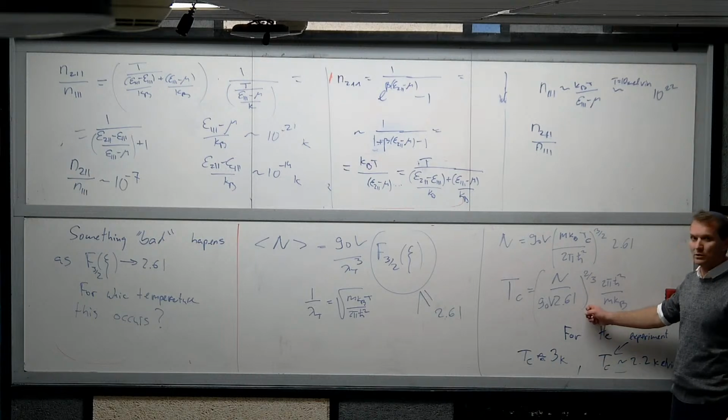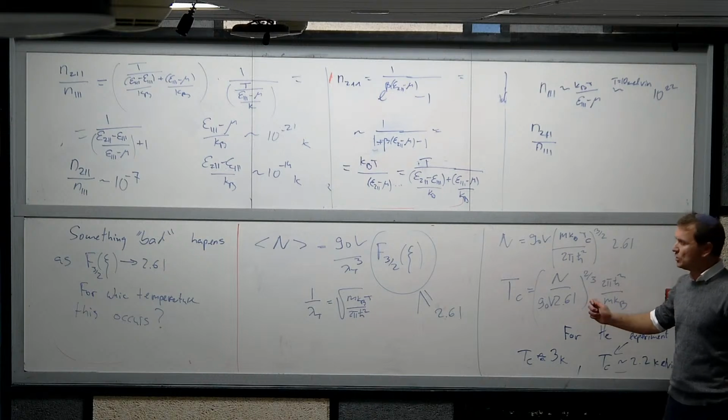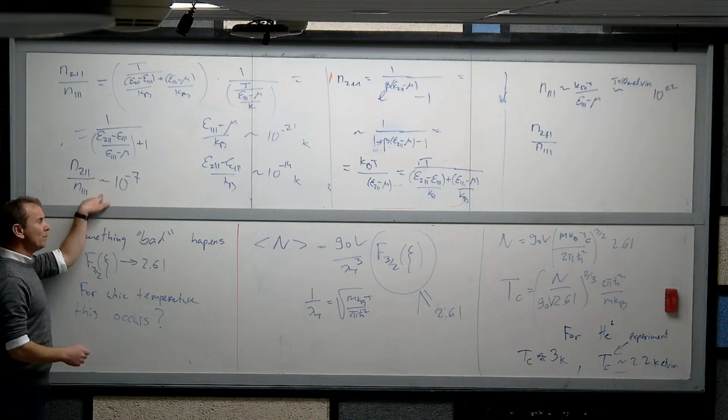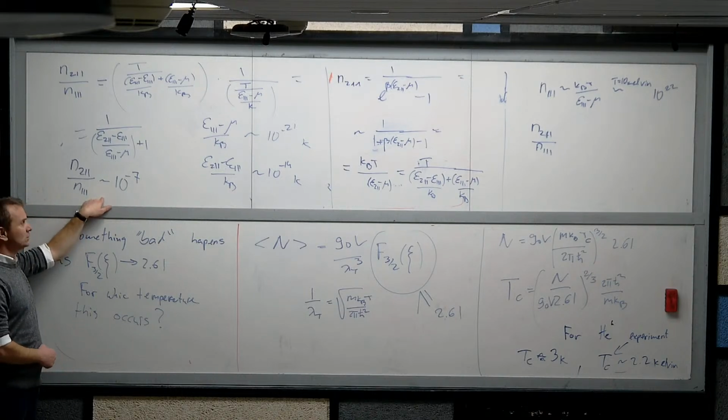that we calculated. So something is going on at this critical temperature, and we know that this is associated with this huge drop-off of the number of particles that are sitting at the lowest state.